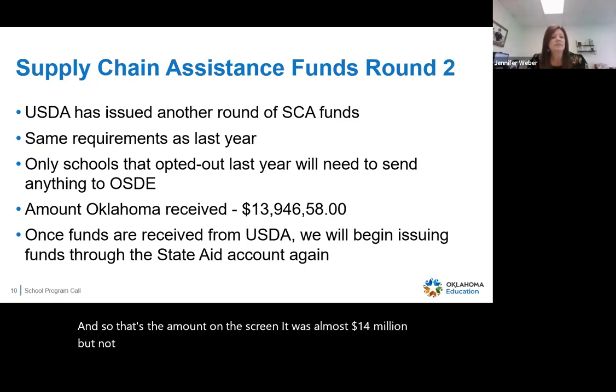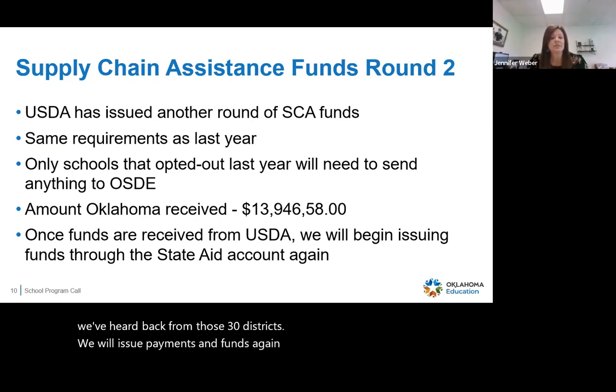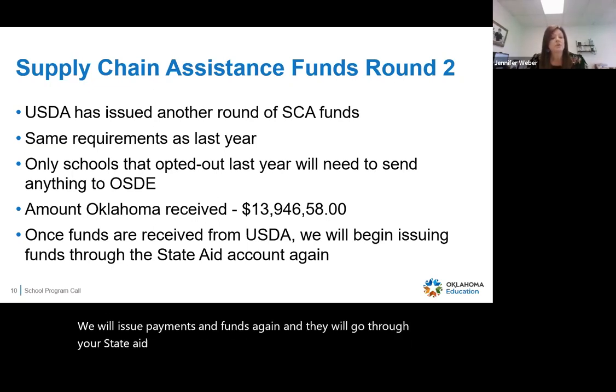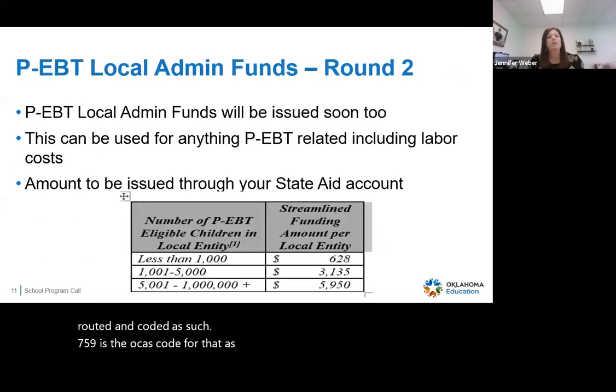And then once we receive the funds from USDA and we hear back from those 30 districts, we will issue payments and funds again, and they will go through your state aid account. But those are CNP funds that need to be routed and coded as such. 759 is the OCAS code for that as well. Okay, we will of course let you know through CARS when that does pay out.